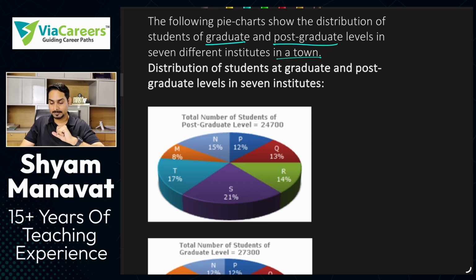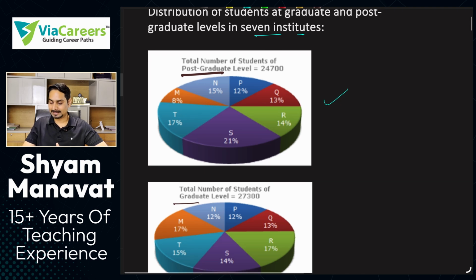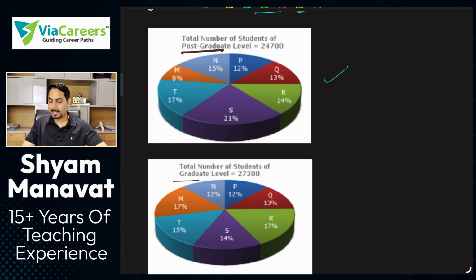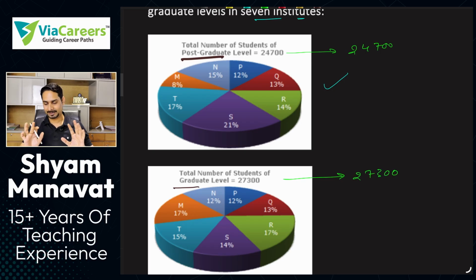Distribution of the students at the graduate and postgraduate level of the institutes is given in the chart. The first chart here is postgraduate, and the second chart says graduate. The institutions are P, Q, R, S, T, M, N. These are the institutes in both the charts. Total number of postgraduate students given is 24,700 and graduate is given as 27,300.